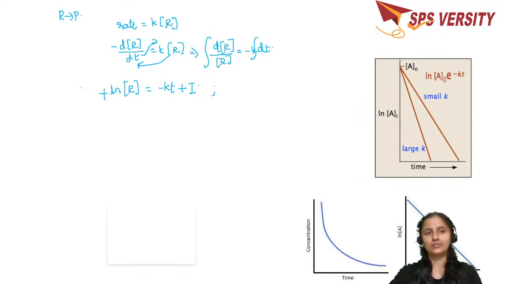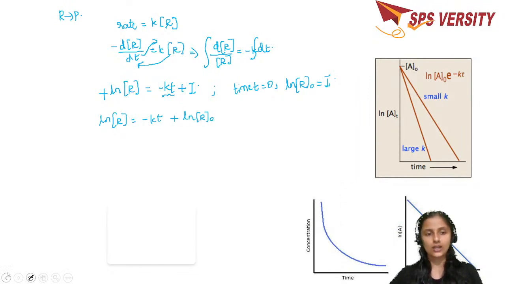Now, integration of 1 over x is ln x, and this is at time equal to t. Now let us find out what I is. How do you find it? When the time t is equal to 0, this term becomes 0. So this becomes ln R naught, which is equal to I. We'll apply this over here. Ln R is equal to minus kt plus ln R naught.